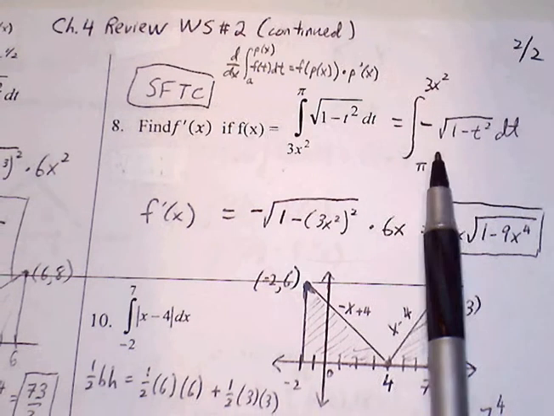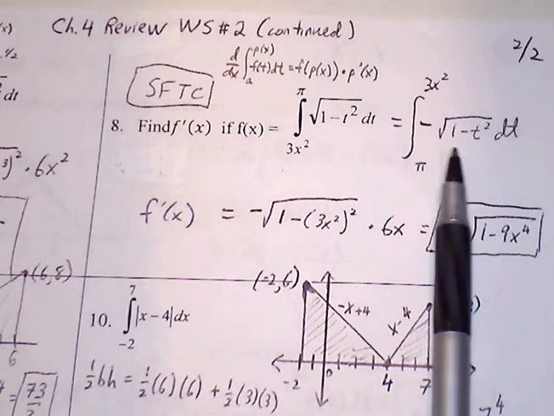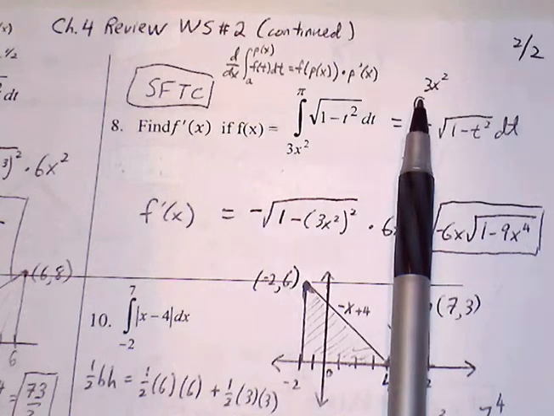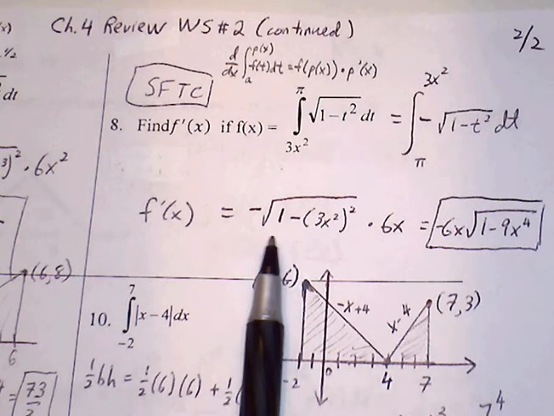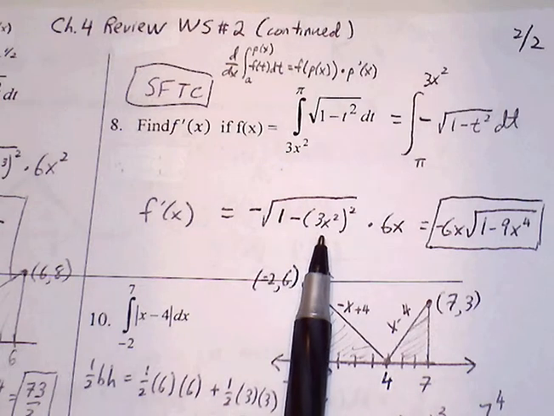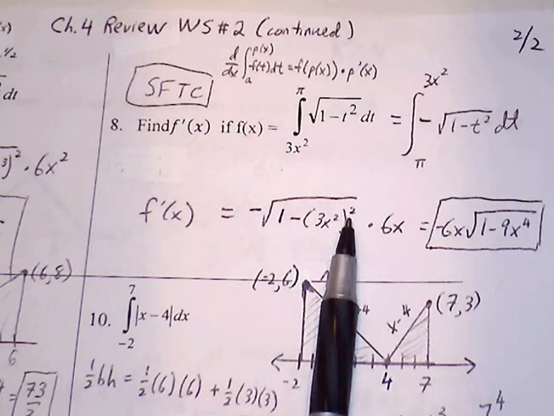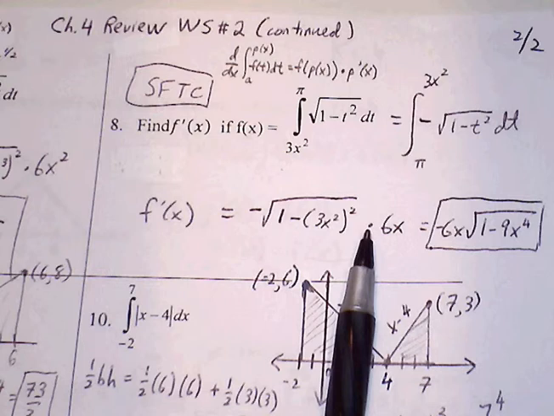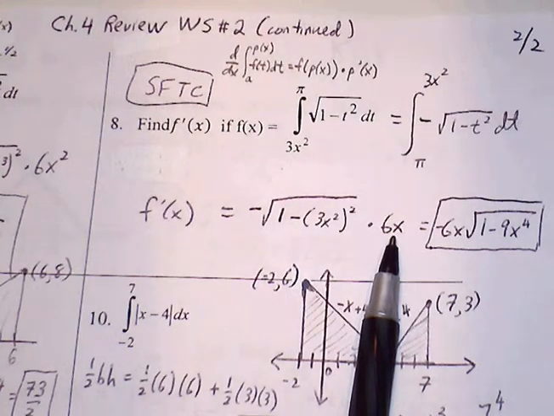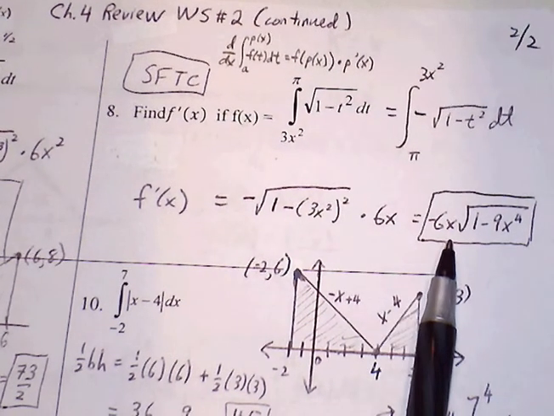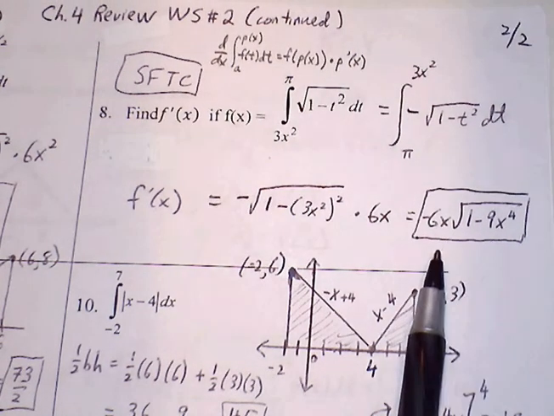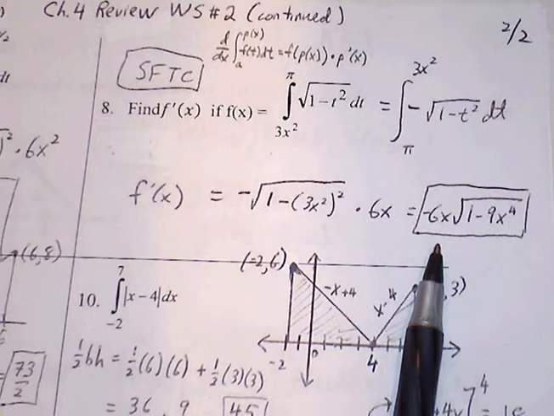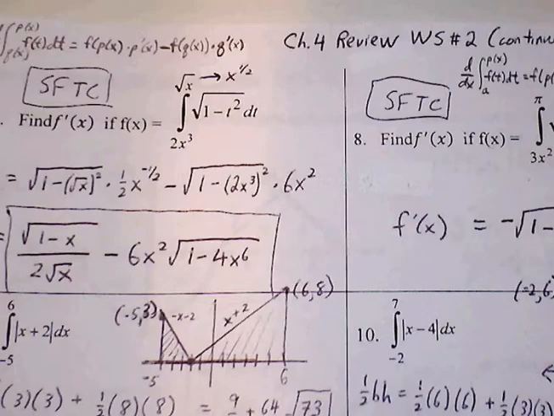Okay, so then once we have that, now we're in position to be able to apply the second theorem of calculus. So plug the upper bound into the variable. So we have negative square root of 1 minus 3x squared, quantity squared, times the upper bound's derivative. So 3x squared becomes 6x. And then we're left with negative 6x times square root of 1 minus 9x to the 4th. Okay. All right, let's look at number 8.